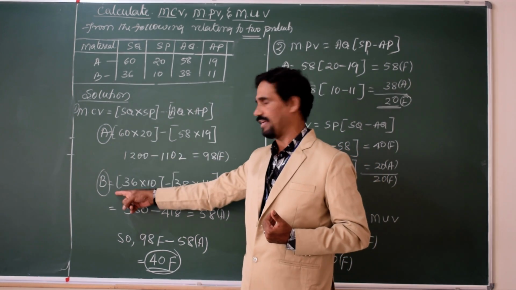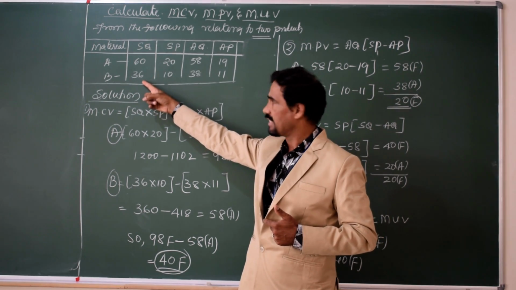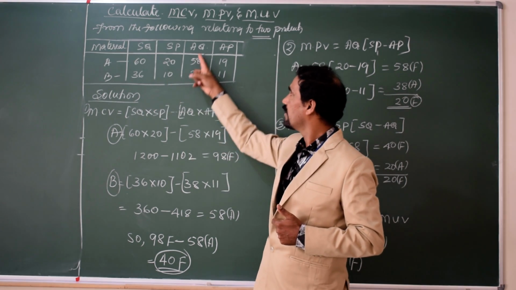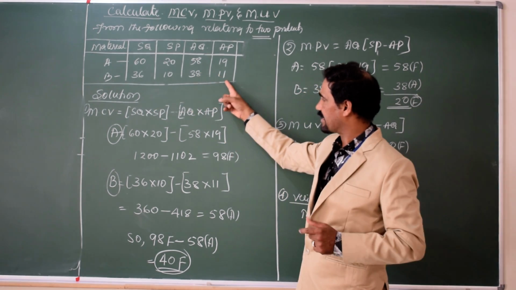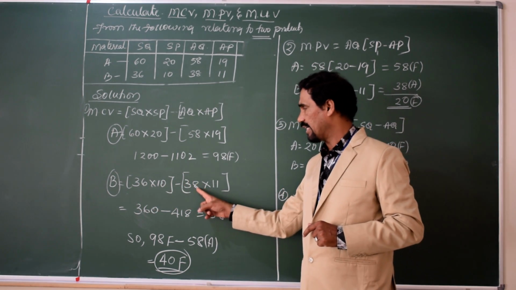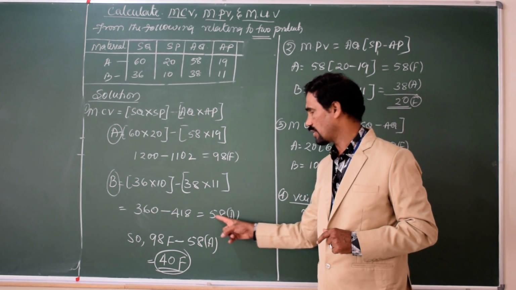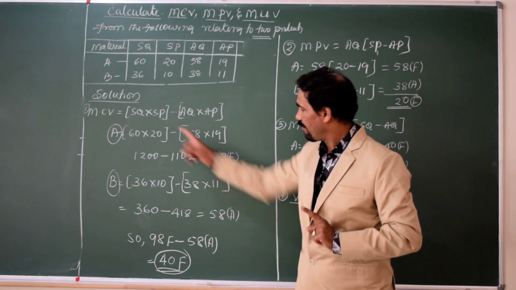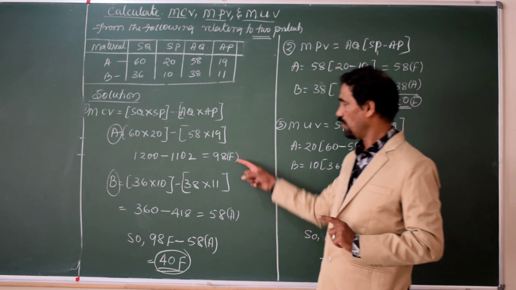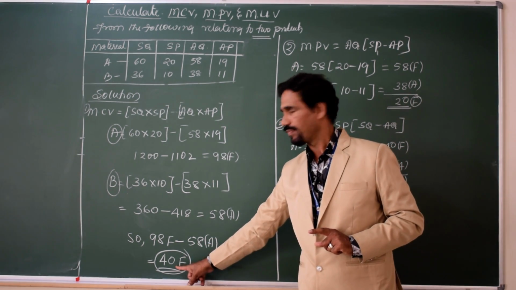Next come to material B. Material B, see the problem. Standard quantity 36, standard price 10, 36 into 10 minus actual quantity 38 into 11. 36 into 10 is 360 minus 38 into 11 which is 418, equals 58. Material A 98 favorable, material B 58 adverse. So 98 minus 58 equals 40 favorable.